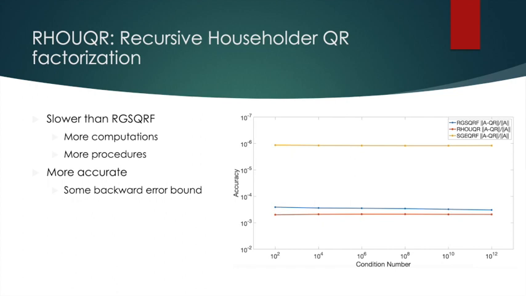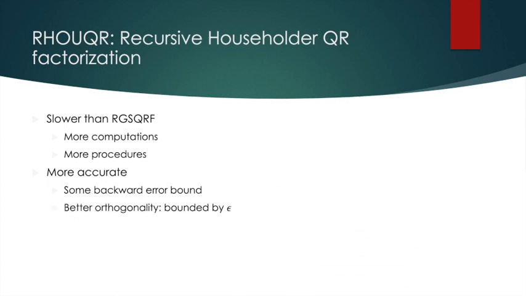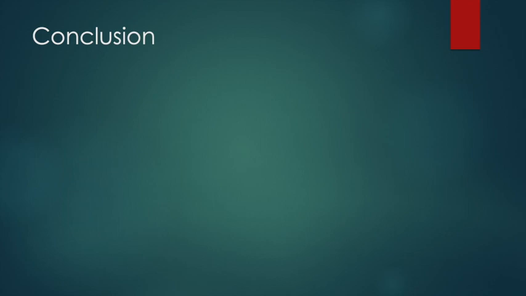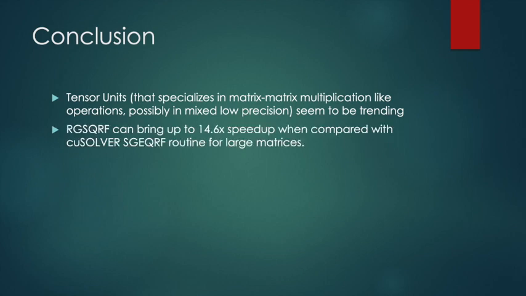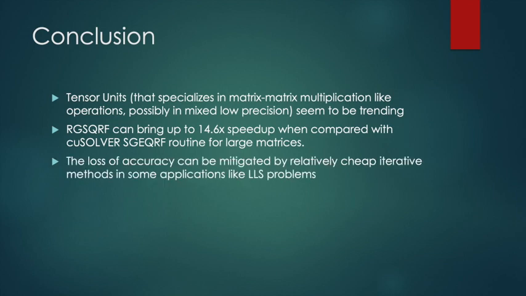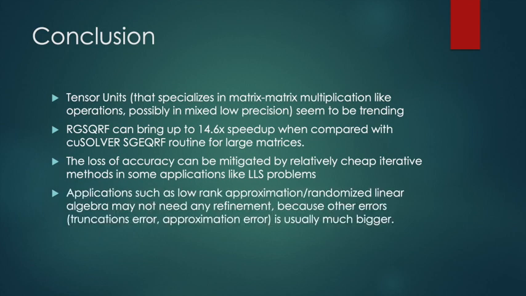We have introduced our work, tensor core-based recursive Gram-Schmidt QR factorization and its applications. We could have some conclusions. First, tensor units seem to be trending because of their excellent performance on GEMMs. Secondly, RGSQRF can provide a significant speedup compared with SGEQRF. Thirdly, the accuracy loss can be refined by iterative methods. The last one is that in some cases, refinement is unnecessary because other errors are usually much bigger.